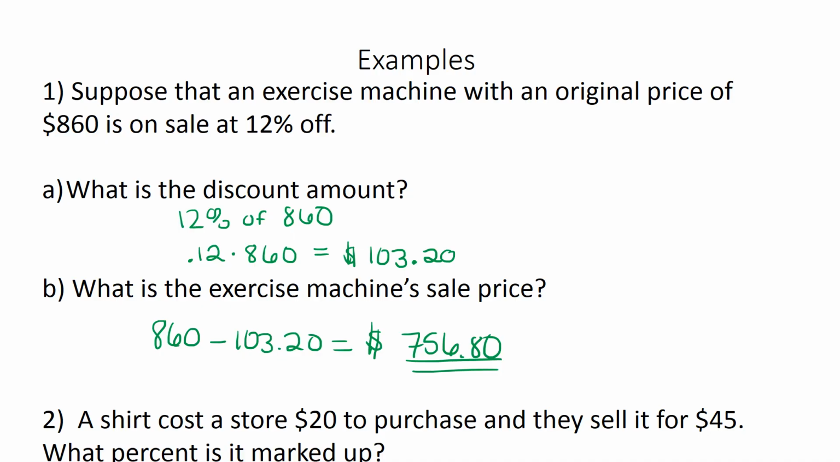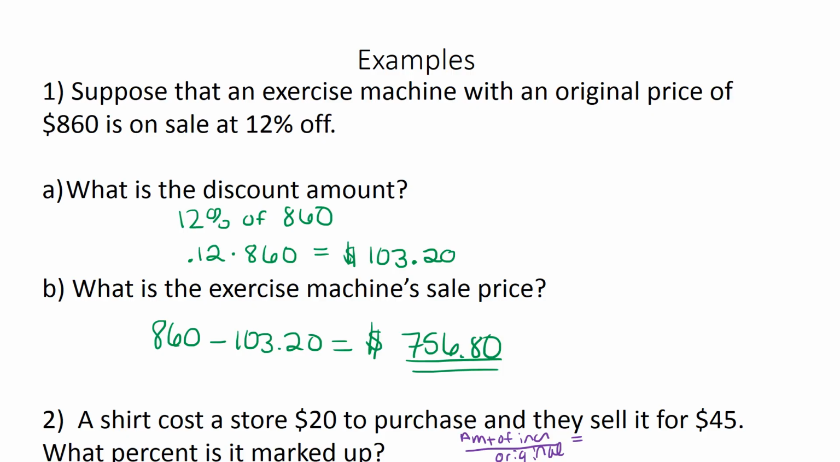And question 2, it says a shirt cost a store $20 to purchase and they sell it for $45. What percent is it marked up? So again, this is a percent increase problem. We don't want to know what percent of 20 is 45. We want to know what percent is marked up. So that's an increase. So again, we want the amount of the increase divided by the original. Always divide by the original.